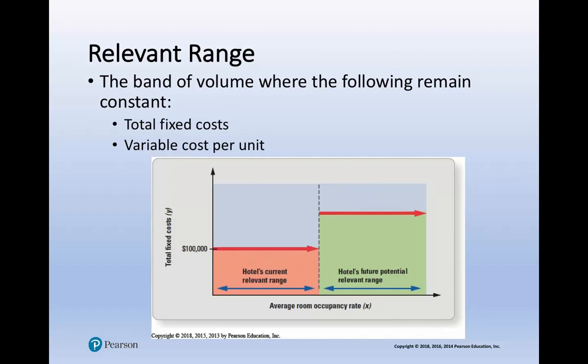If all of a sudden they say, all right, now the manufacturer is charging me more money, and instead of paying $2, now we have to pay $2.50. So within that relevant range, the characteristics of that scenario, it's $2 until that relevant range changes to $2.25 or $2.50, etc. Just keep that in mind. The total fixed cost is fixed, and the variable cost per unit is fixed within that relevant range.